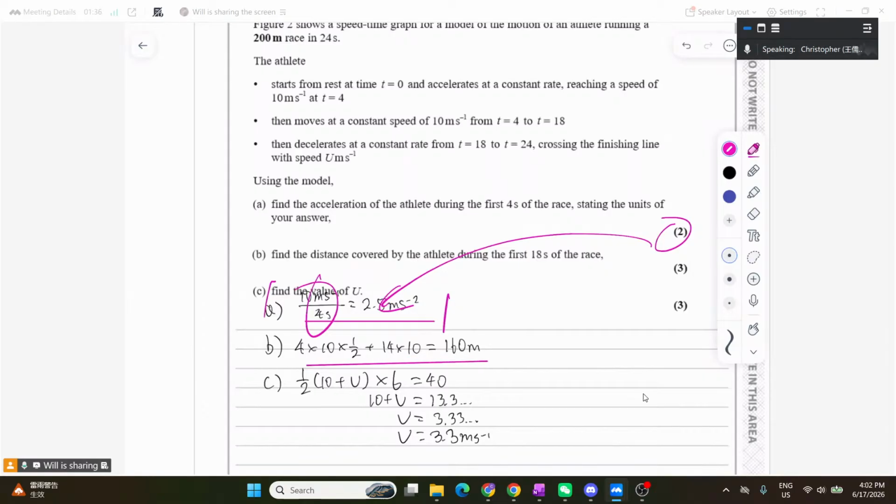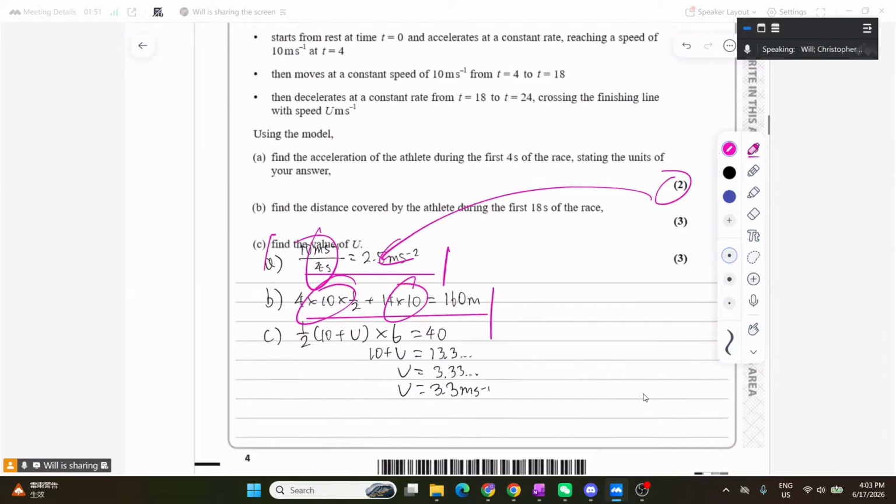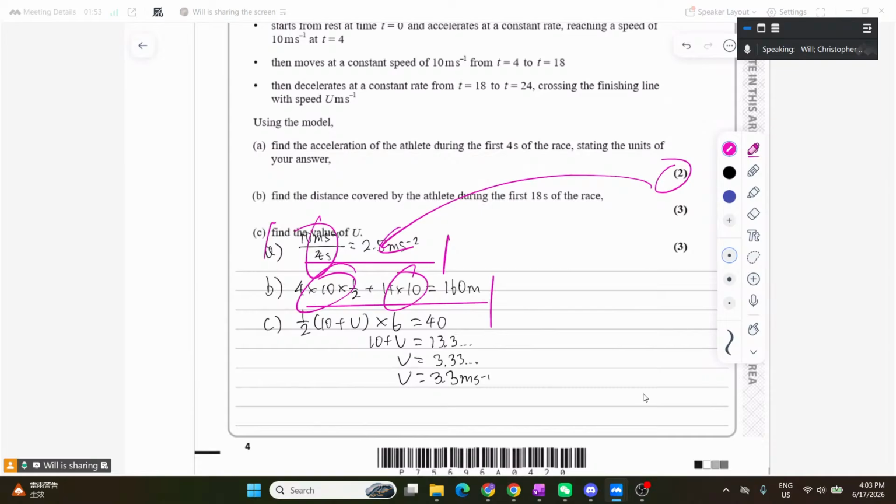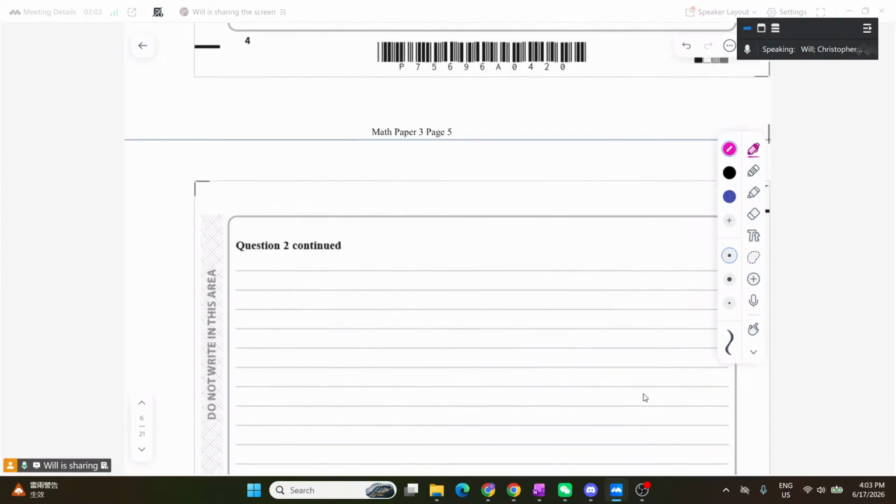Okay, and the second one, we calculate the area, right? Using the triangle, and times the trapdoor, right? Okay, no problem. This one got 3 marks. And for the final one, we will be using the motion. Okay, no problem answer.